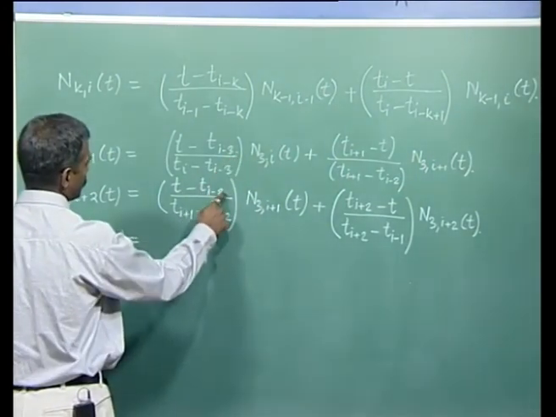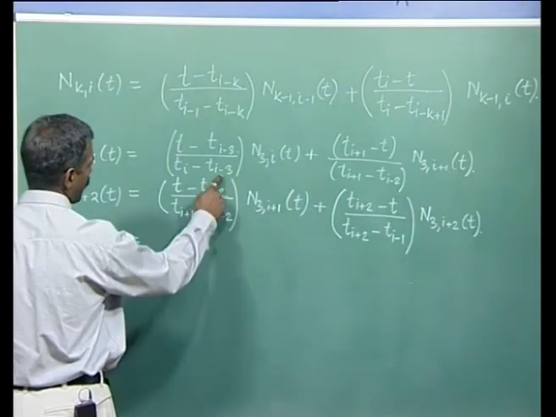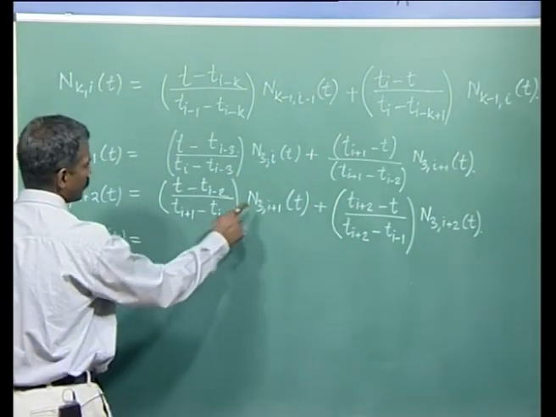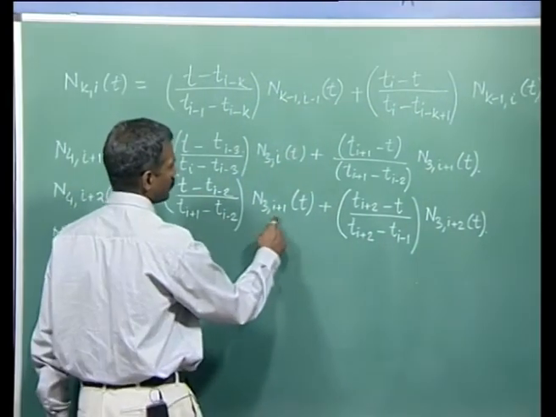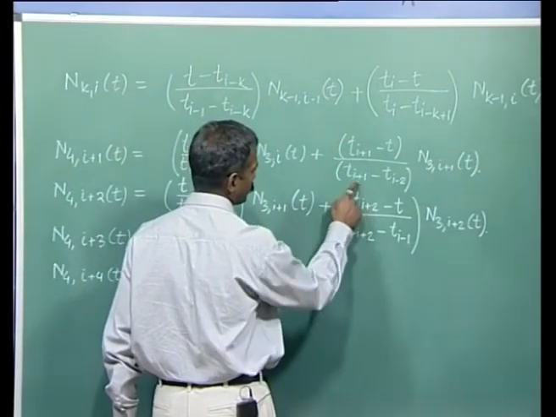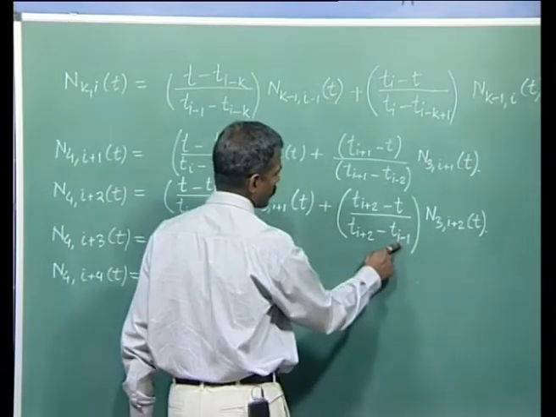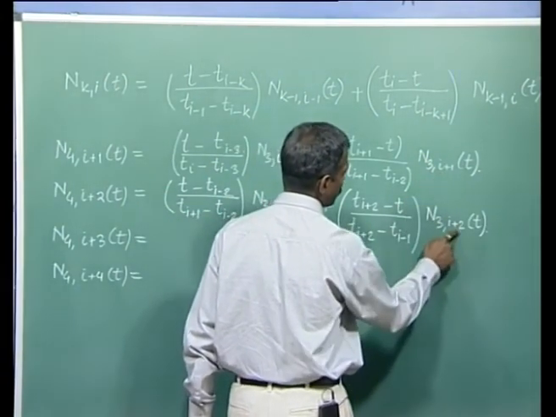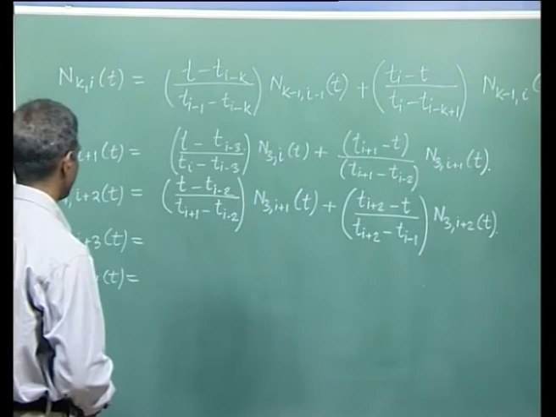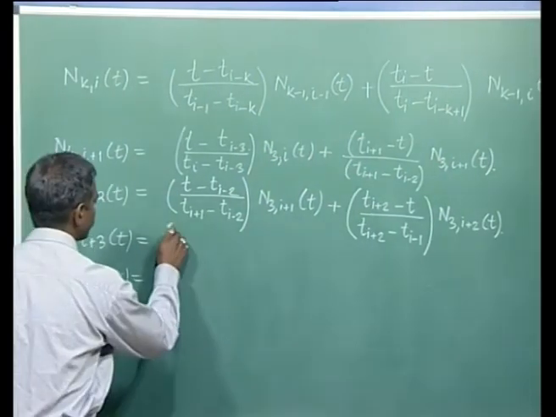I minus 3 to I minus 2, I to I plus 1, I minus 3 to I minus 2, I to I plus 1, I plus 1 to I plus 2, I plus 1 to I plus 2, I minus 2 to I minus 1, I plus 1 to I plus 2. Seems okay. How about the third one?